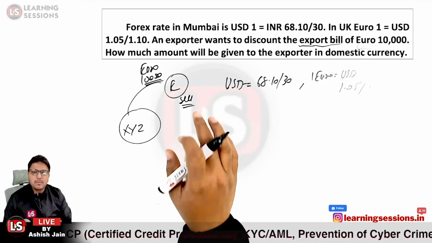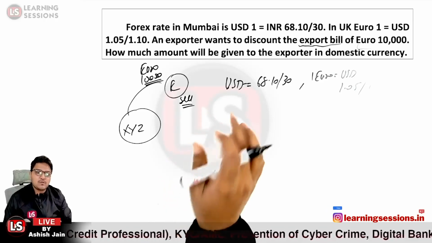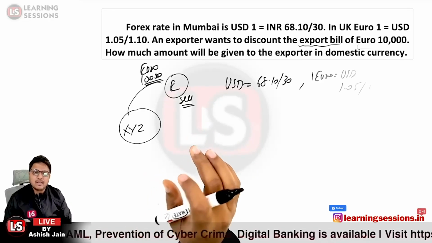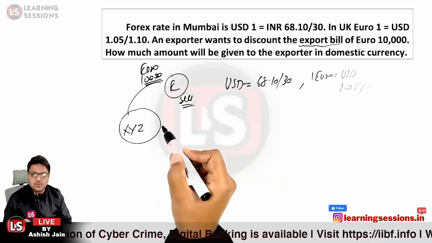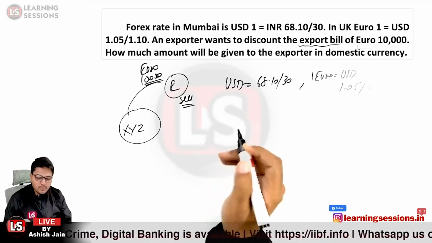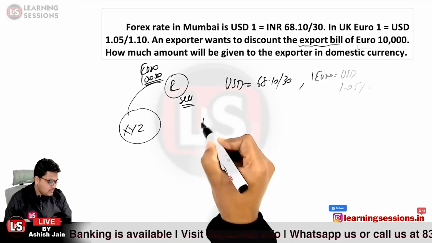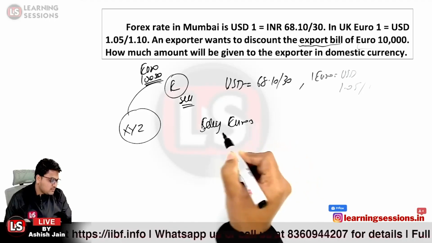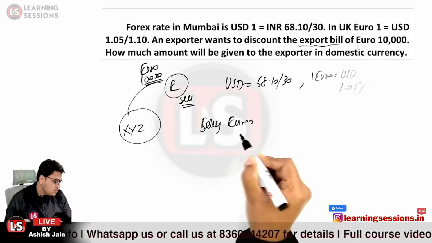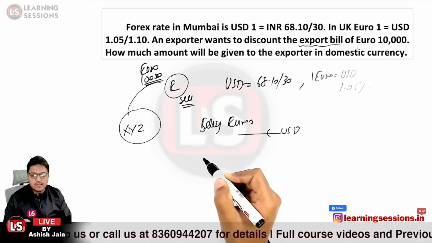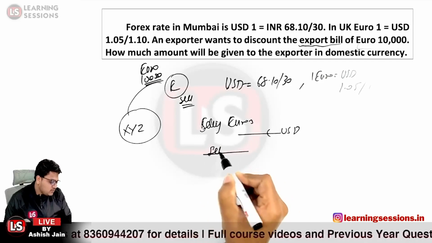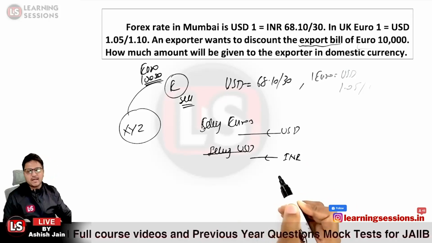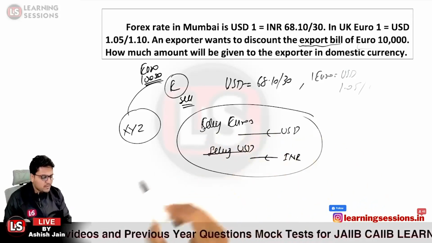Now what person E will be doing is thinking from the customer perspective. He wants to sell the euros. What will be the thinking process? He will be selling the euros in USDs, so he will be selling the euros and getting the USDs. And further he will be selling the USDs and will be getting the INR. So this must be the thinking perspective from the customer point of view.